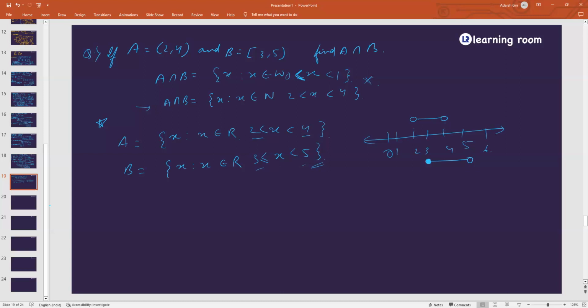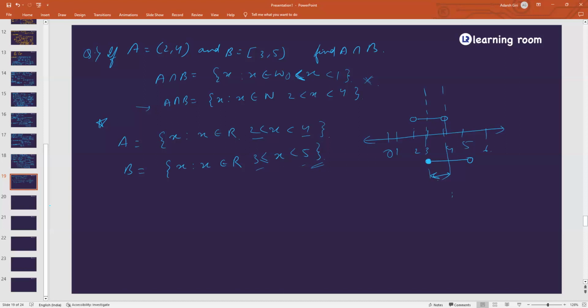Right? Now I have to find A intersection B. Intersection means common. So what is common here? See here, mark the common points. This and this is the common. Yes or no? Now tell me, this range is common, that we have understood. Yes or no? Say a big yes. Yes, sir. Ritika, any doubt? No, sir, I don't have doubts. Okay. So this range is common, right?